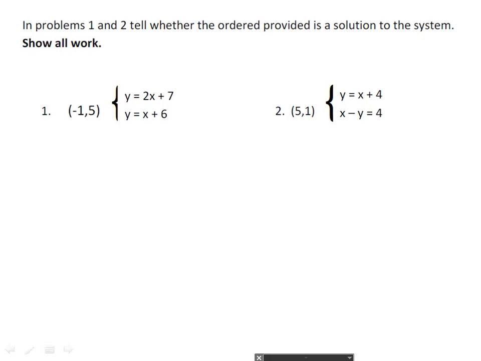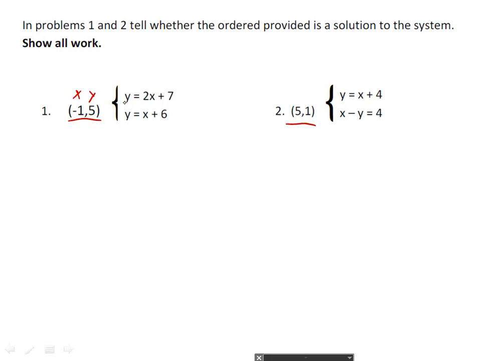All right, number 1 and number 2 are a little bit different than what we did most of the chapter. This is the first thing we learned, where we are asked to take our x and y. They're proposing a possible solution here for our system. We're supposed to put them into the equations and see if they work.